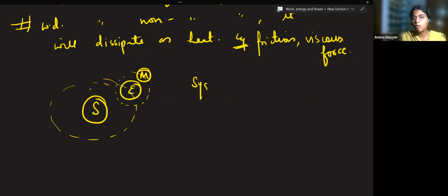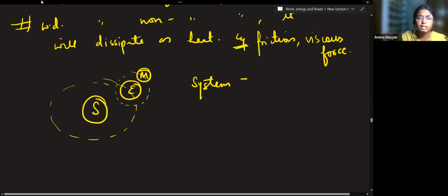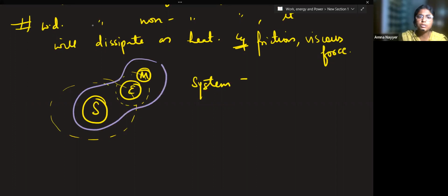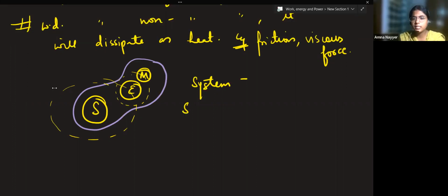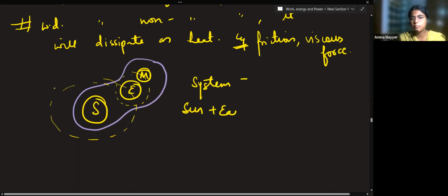Now I'm not talking about anything else. Is it that in the universe only these three things exist: sun, moon, and earth? Definitely not. There are so many other planets, so many galaxies, so many things. But when I'm saying my system, I'm not focusing on any other planet. For me right now, I am just focusing on these three. So my system is sun plus earth plus moon.